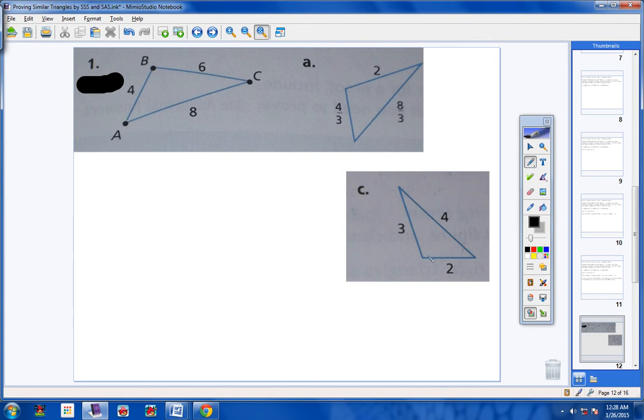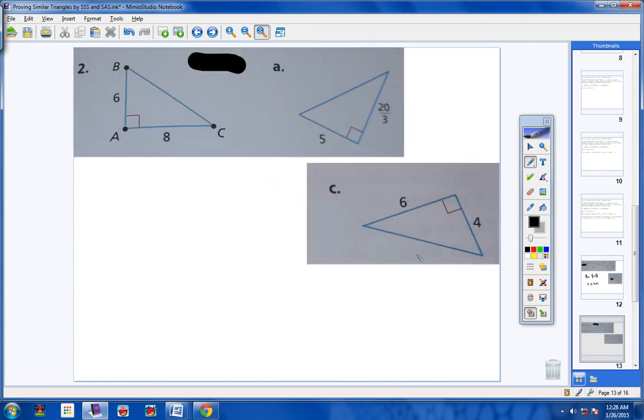Now let's try triangle C. Smallest side is 4. Smallest side is 2. Next biggest side is 6. Next biggest side is 3. Longest side is 8. And the longest side over here is 4. If you reduce all three of those fractions, you will get 2 over 1, 2 over 1, 2 over 1, or just 2, 2, and 2. So yes, triangle C is similar to triangle ABC.